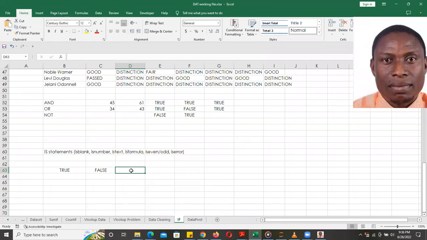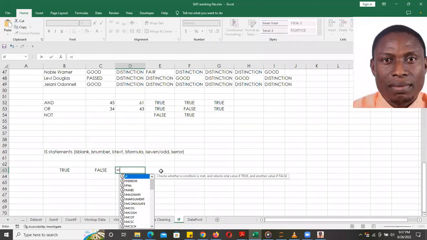It's going to be returning true or false as the response, because you're asking Excel a question, yes or no. Is it blank? If it is blank, it will tell you true. If it's not blank, it will tell you false. That's how it will respond. Okay, let me use ISEVEN.